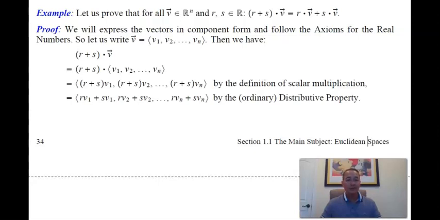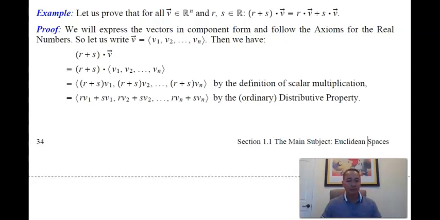The key to solving this problem is to simply express the vector v in proper notation. So there we have it. v is written as bracket v1, v2 through vn, where of course each component v sub i is just a real number. So when we perform the scalar product r plus s times v, we will replace v with the vector v1, v2 through vn, and then we can perform the scalar multiplication.